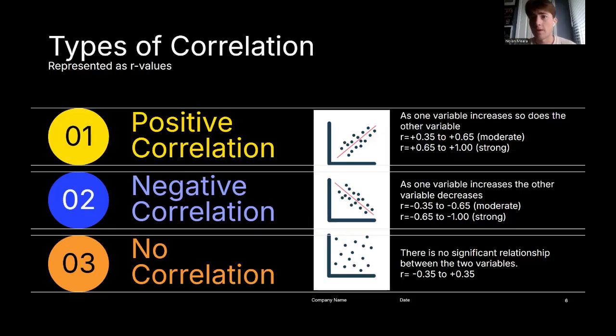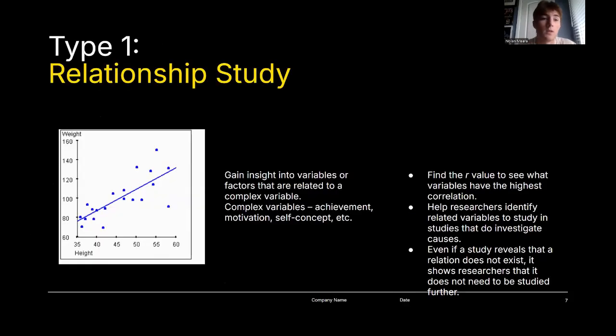The variables are happening randomly. So I highlighted what a strong or moderate R value is going to look like. Closer to either -1 or +1 are going to be your strongest correlational coefficients, and closer to 0 is going to show more of no correlation. There are two types of correlational studies.